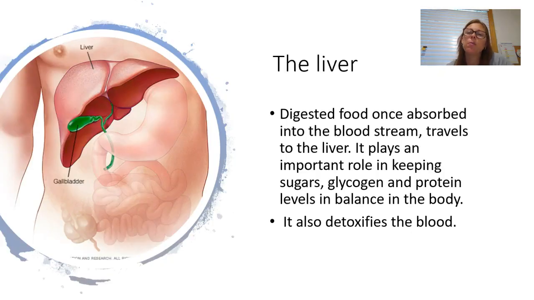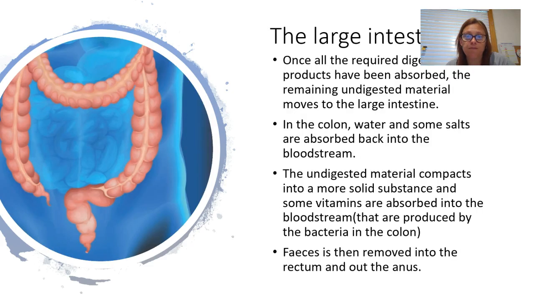So the liver also plays an important function here. So digested food, once it's absorbed into the bloodstream, the blood then travels to the liver, and it really plays an important role in keeping some levels in balance, such as our sugars, our glycogen, protein, and so forth. But it has a really important role in detoxifying the blood.